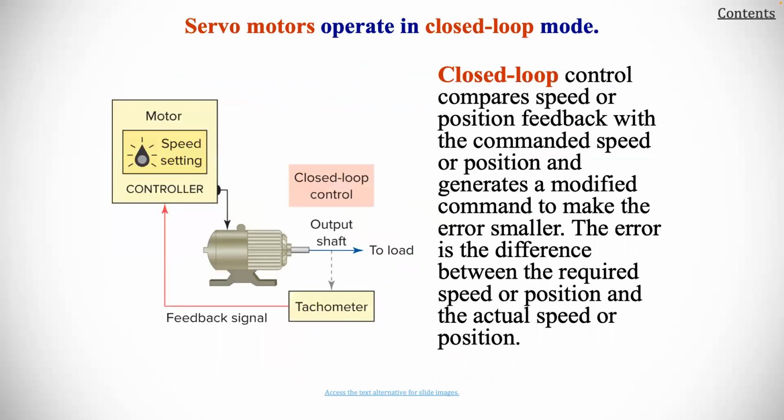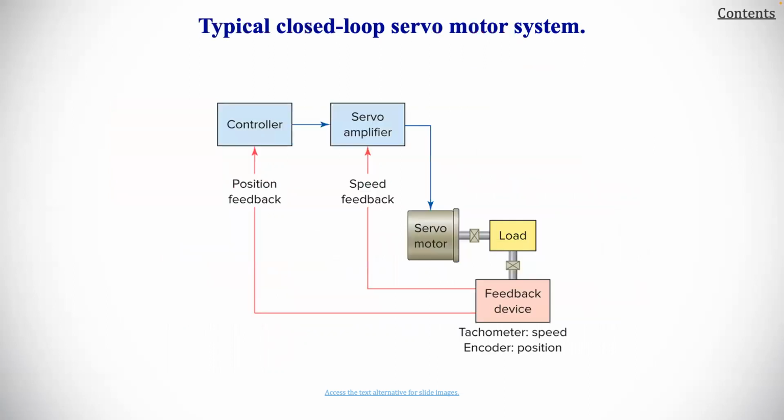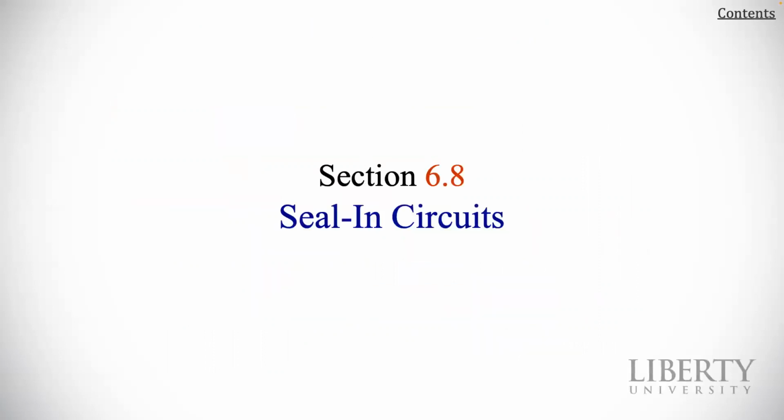For servo motors operating in closed loop mode, the closed loop control compares speed or position feedback with the commanded speed or position and generates a modified command to make the error smaller. The error is the difference between the required speed or position and the actual speed or position. This is an illustration showing the typical closed loop servo motor system, and you can look in the textbook for more information about that.